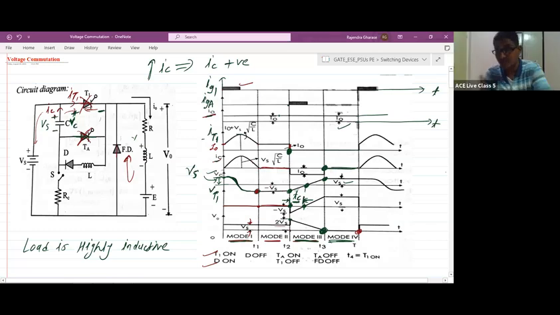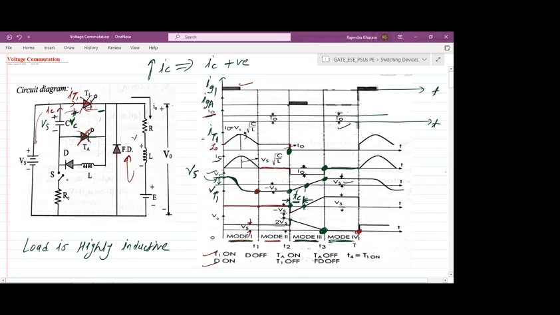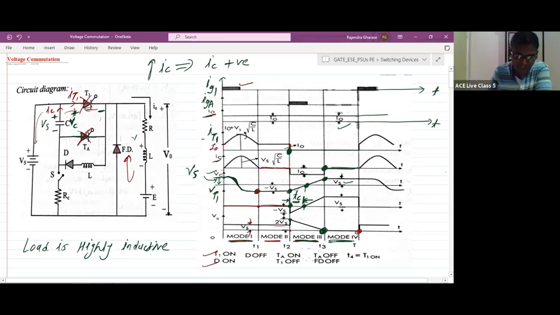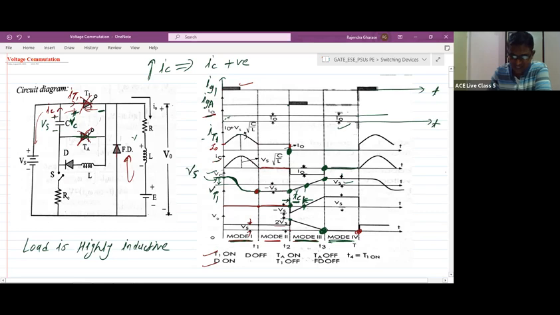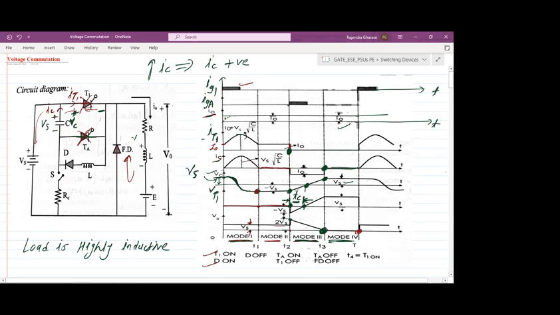But if you want the expression or the waveform of I0 for the very first cycle, suppose this switch is closed and this switch is open. As soon as T1 is turned on, I0 for the very first instant will be like this. It will start from 0. But we can neglect this very small period, so that's why it is fine. Okay, thank you, sir.